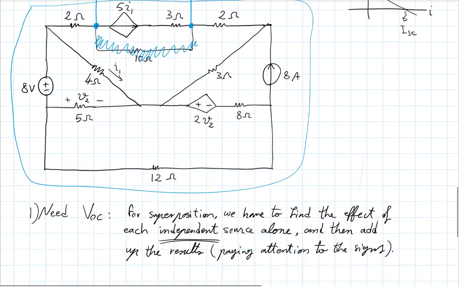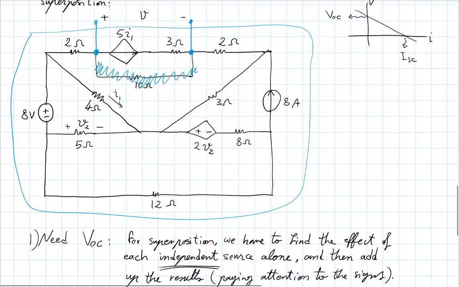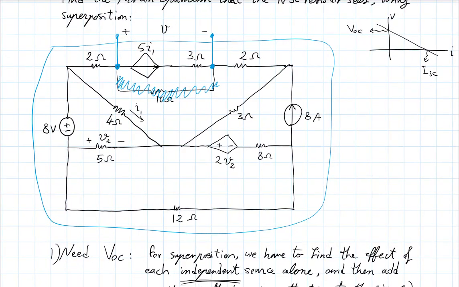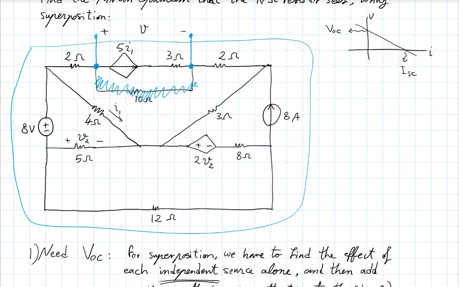Okay, so you would have one circuit to solve in which the 8-volt source would be set to 0. So basically, you would replace this with a wire like this. And so now you have a circuit that has only one independent source, the 8-amp independent source. Now you have to solve this circuit. It's a relatively big circuit, and you can solve it using any method that you know.